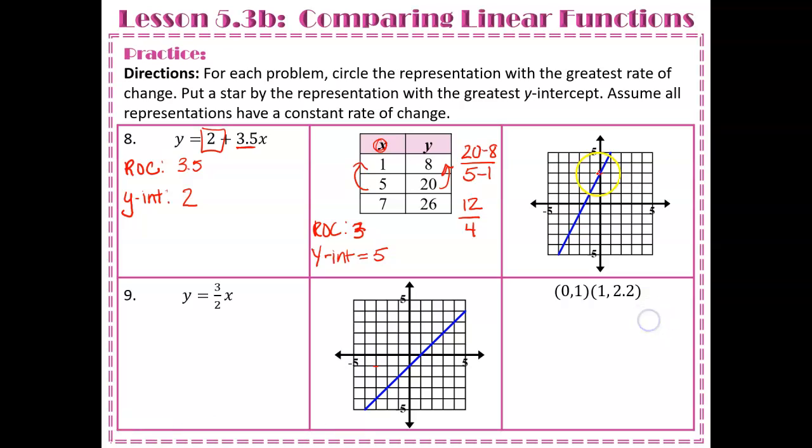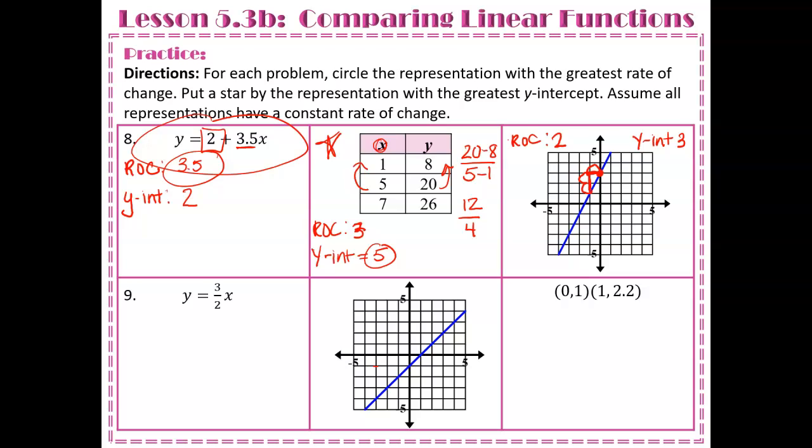On the graph, here's my y-intercept, the place the line crosses the y-axis, which is 3. And my rate of change for this one, I'm going to make my little triangle, up 2 over 1. So my rate of change is 2. Now let's go back and do what the directions say. We're supposed to circle the one with the greatest rate of change. Well, that's right here, 3.5. So I'm going to circle this and then put a star by the one with the greatest y-intercept, which is right here, the 5. I'm going to star that one.